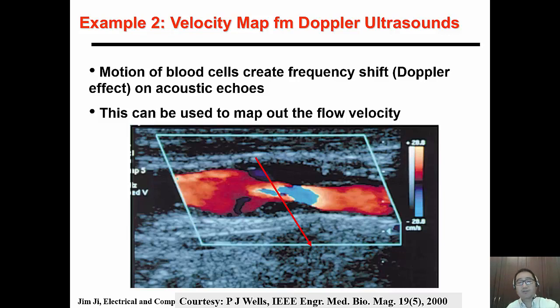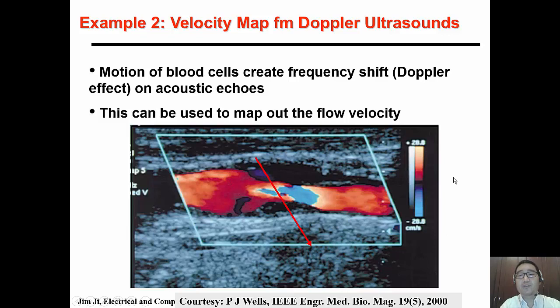In this second example, what you're looking at here is Doppler ultrasound images. This is an image of the carotid artery in the neck. This is the main artery that supplies the blood to the brain. Because the motion of the blood cells creates a frequency shift, or Doppler shift, that is proportional to the blood flow velocity, and that will be reflected on the demodulated RF signal, you can actually measure the velocity.